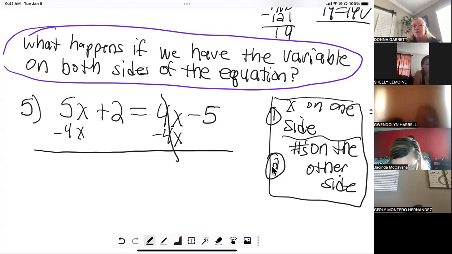Now we're going to add down. So 5 or subtract down, I guess we're really adding, but 5x minus 4x is just x. I just have 1x left. Now bring the 2 down and then bring the negative 5 down.